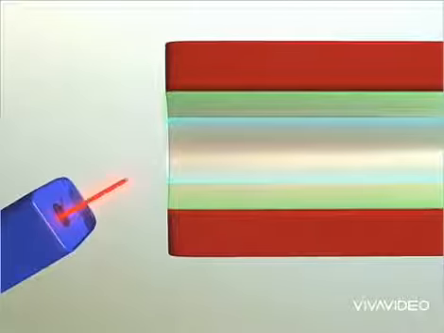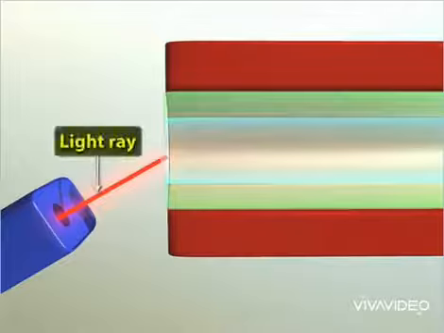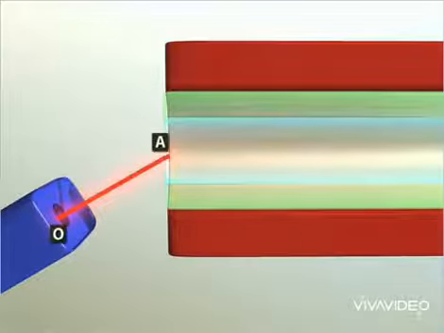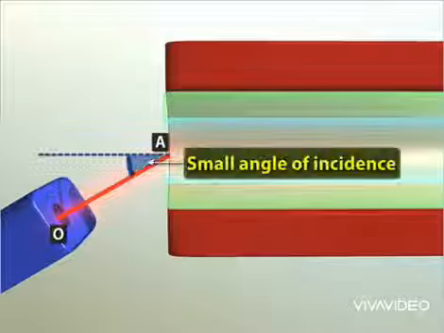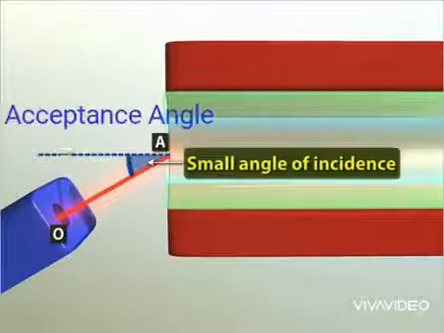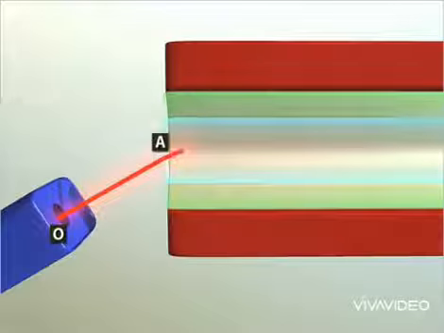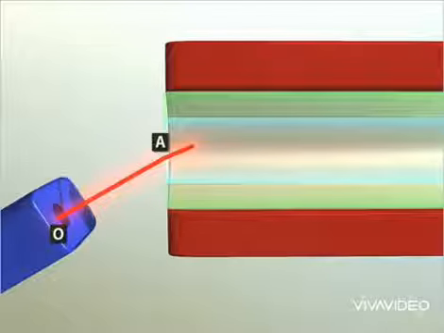So this is the total internal reflection process using which the light transmits from one end to the other end. So when light comes from here and falls at a point, that is at a small angle, that angle we call the acceptance angle, as we have discussed already in the online class.